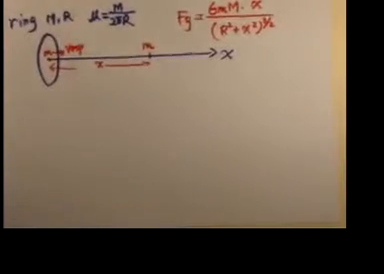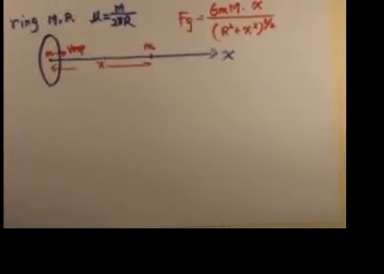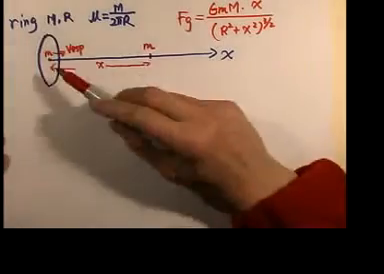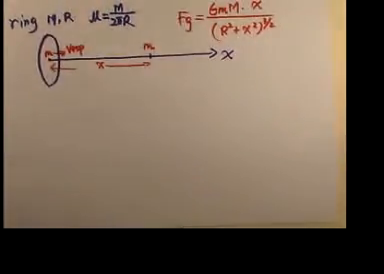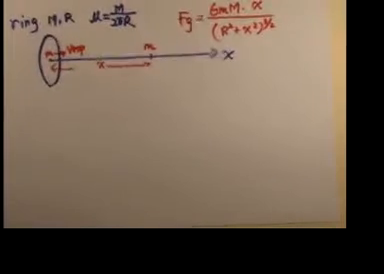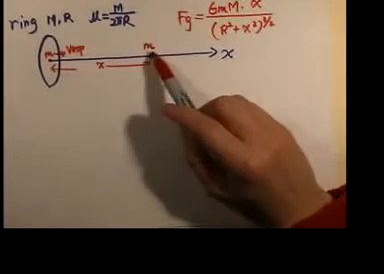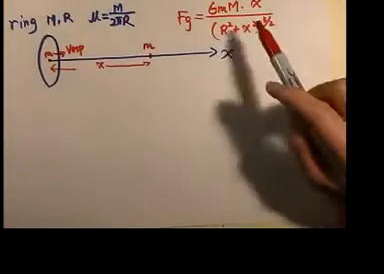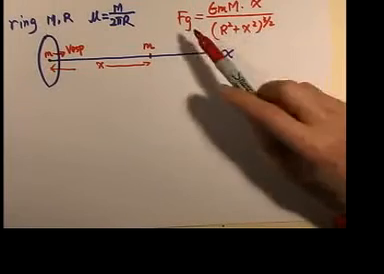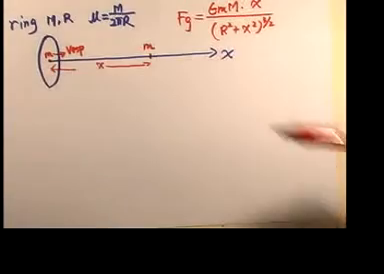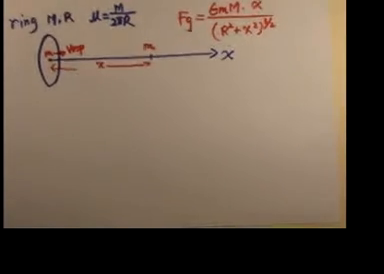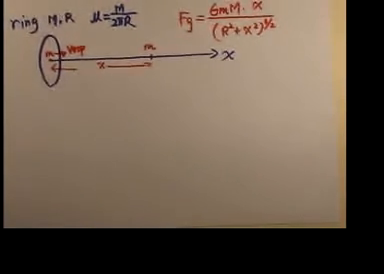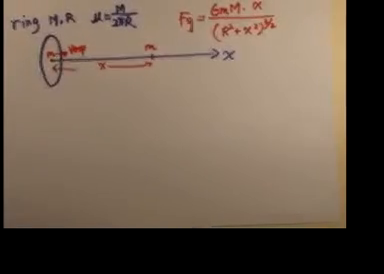And that is the gravitational attraction between the little m and the ring. So the gravitational force is rather complicated. As you can see, when the little m goes further away, when x gets larger and larger, the gravitational force will be weaker and weaker. But anyway, there is a gravitational attraction. If there is a gravitational attraction, there must be a potential energy.